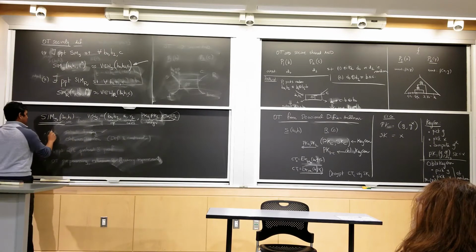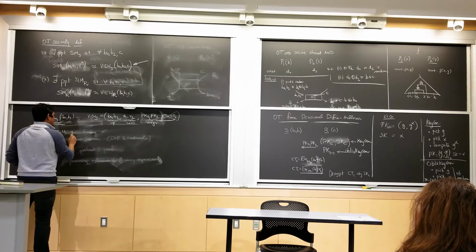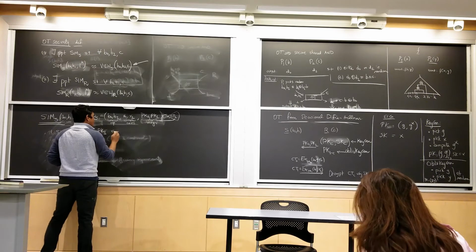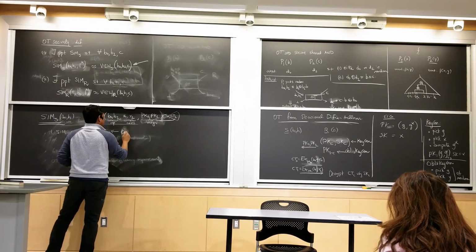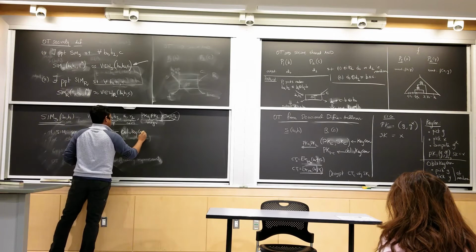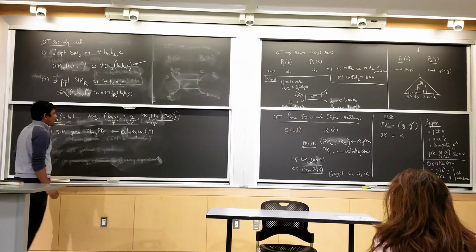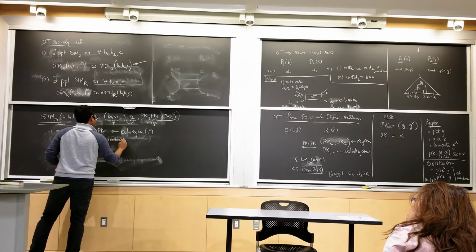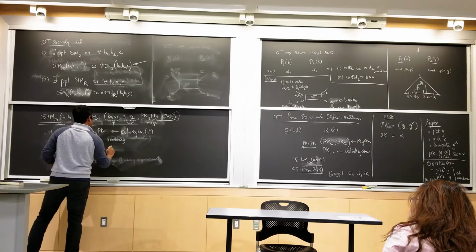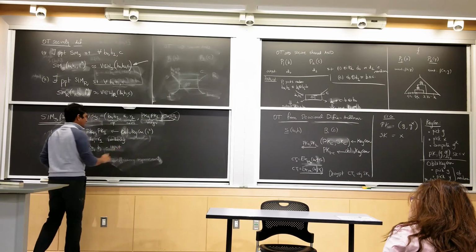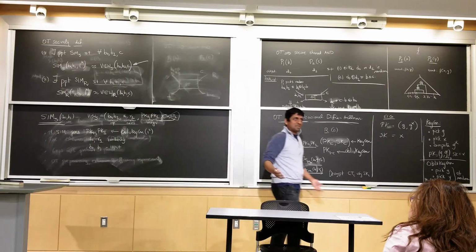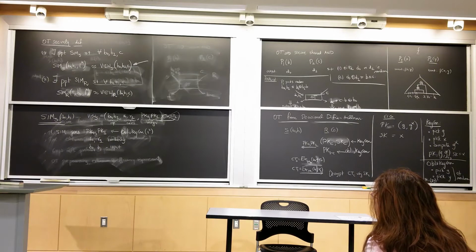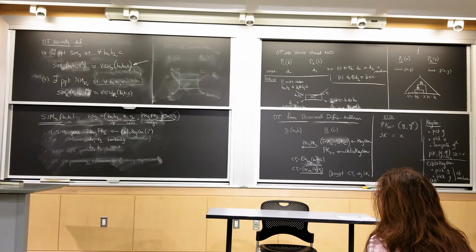So the simulator generates PK0 and PK1 by running keygen, or if you want, oblivious keygen. Doesn't matter. R0, R1 randomly. B0, B1 equals its input. That's it. So what do I need to show? That this distribution is the same as what happens in the real view.